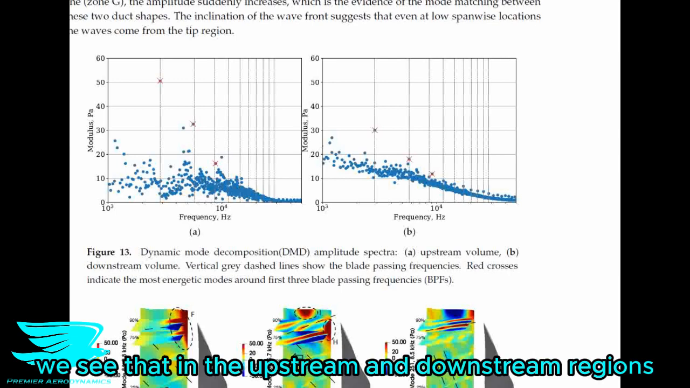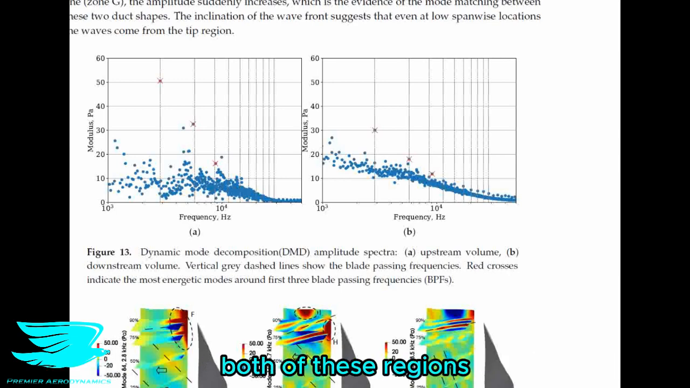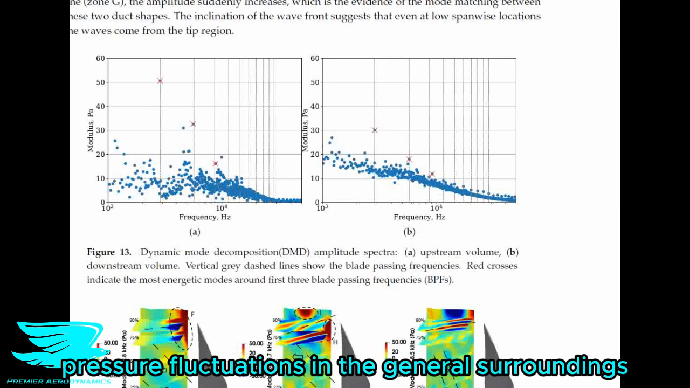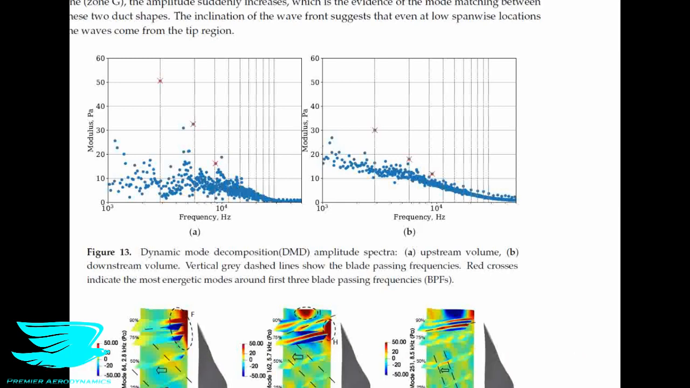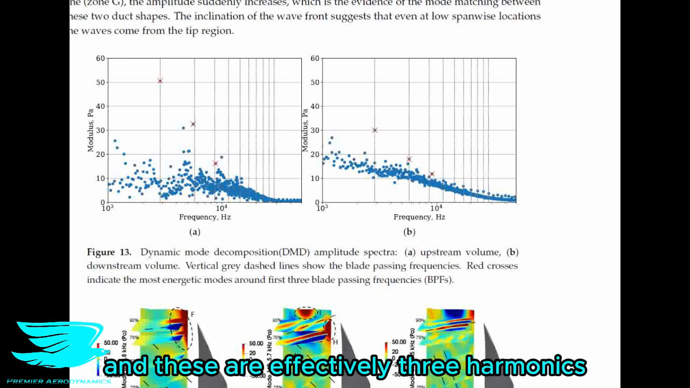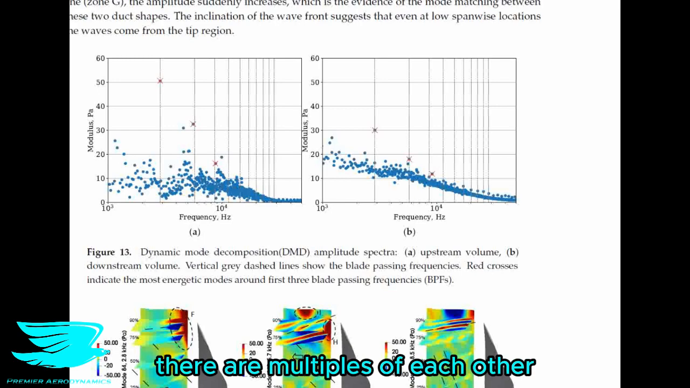We see that in both the upstream and downstream regions, there are 3 specific frequencies with much greater pressure fluctuations than the general surroundings. These are 2.8 kHz, 5.7 kHz, and 8.5 kHz. And these are effectively 3 harmonics from what I can tell. They're multiples of each other.